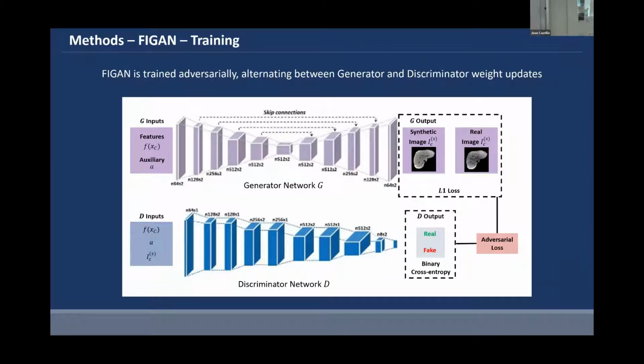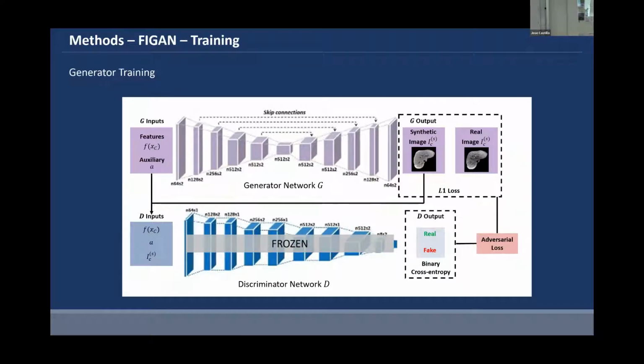So the way we train this GAN is adversarially. That's why it's called a generative adversarial network. Adversarially between the generator and discriminator. So we alternate basically between the gradient descent weight updates between these two networks. For generator training, the first thing we do, we're only interested in making this predict real images. So we freeze the discriminator. This doesn't change. Our weights are just frozen, right?